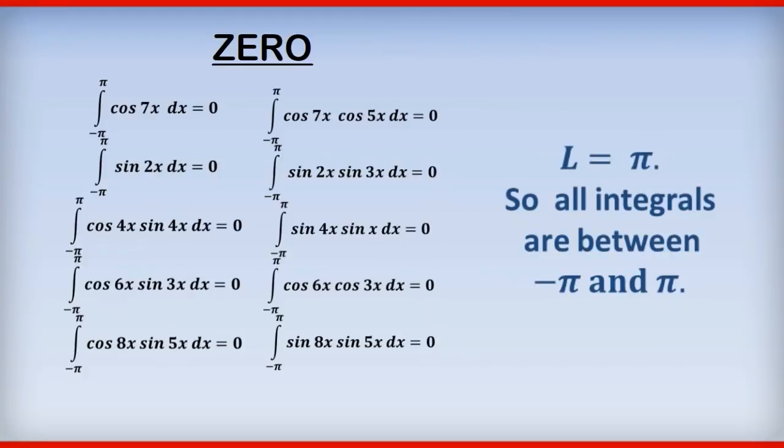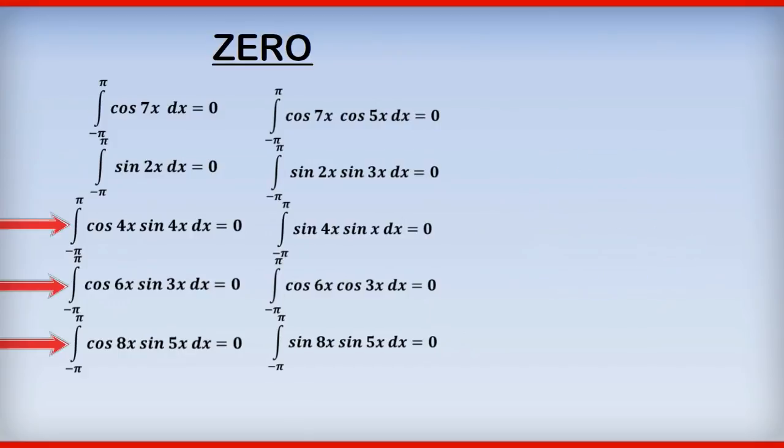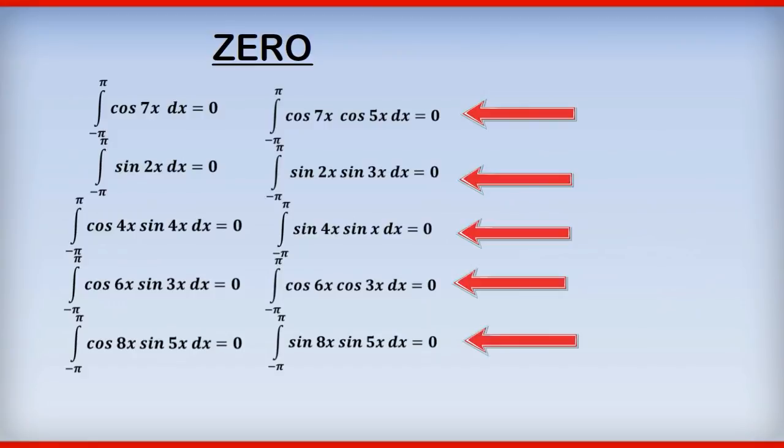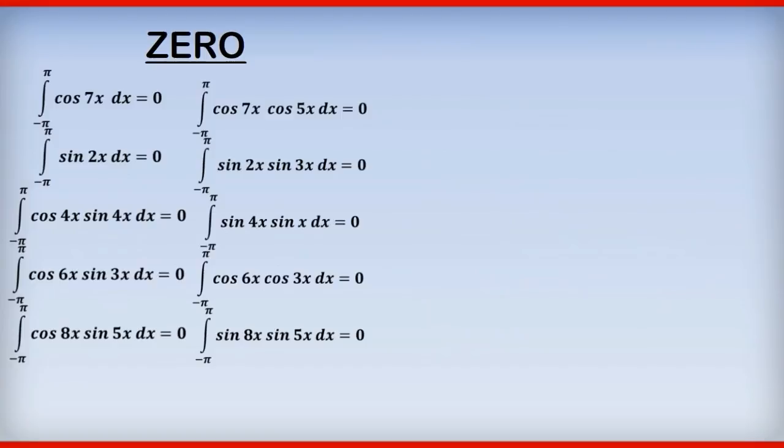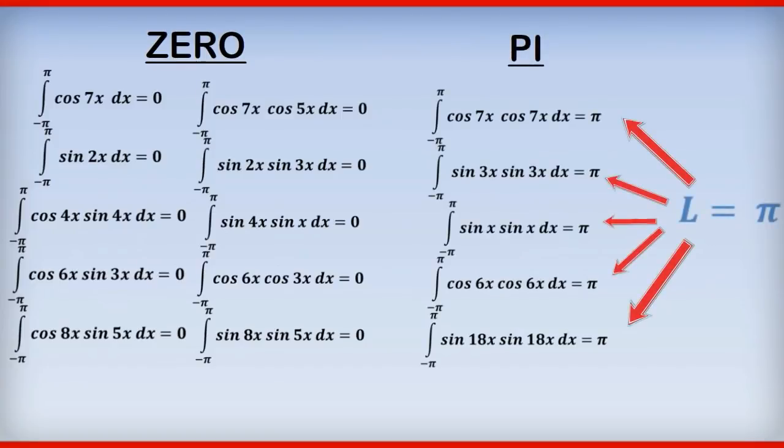So wherever we have the cos of an integer, a counting number times x, 0. Wherever we have sine of a counting number times x, 0. Wherever we have cos times sine, 0. Wherever we have cos times cos or sine times sine, we'll get 0. With the single exception that when the two terms are identical, as you can see on the right hand side here, then we get π.